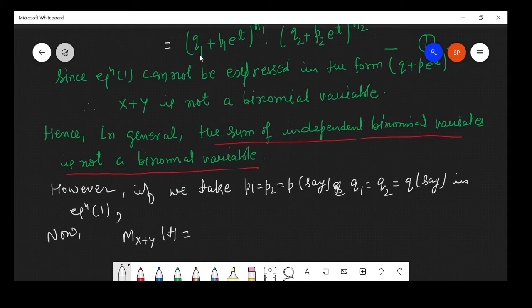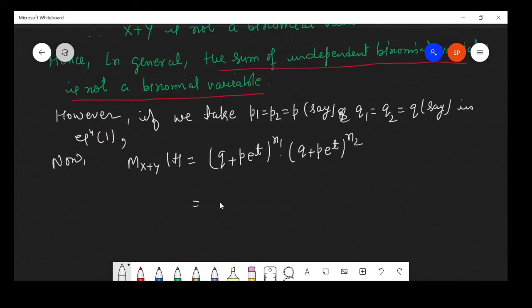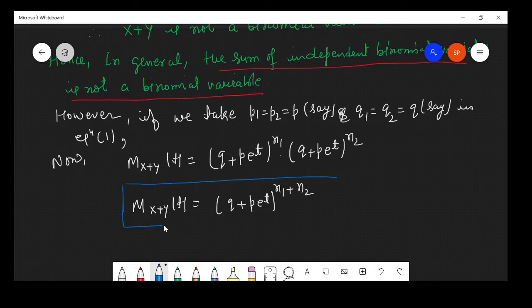Here q1 is q and here is p, then we write (q plus p e to the power t) whole to the power n1 into (q plus p e to the power t) whole to the power n2. Here we see that the base is the same, so the powers must be added. We can write (q plus p e to the power t) whole to the power n1 plus n2. This is the moment generating function of x plus y of t.